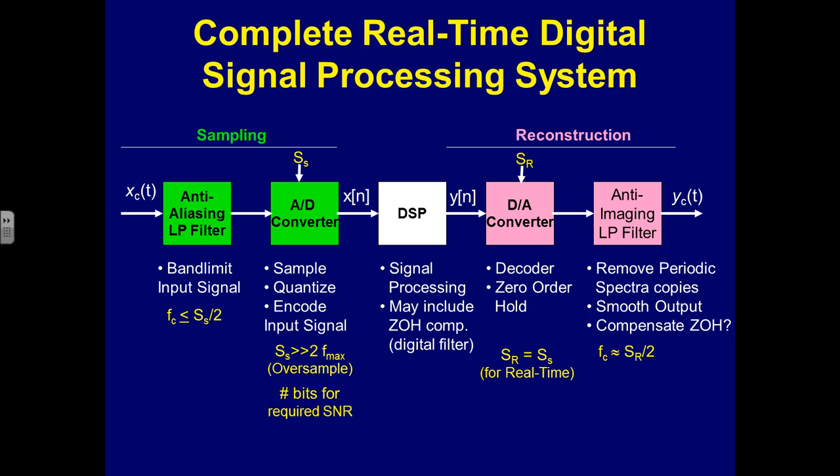It's decoding the binary number and turning it into an analog voltage using some kind of digital to analog converter, and also some kind of anti-imaging filter or reconstruction filter that lets us remove the periodic spectral copies that come from the sampling process, smooths out the digital to analog converted signal, and provides us an analog or continuous time signal.